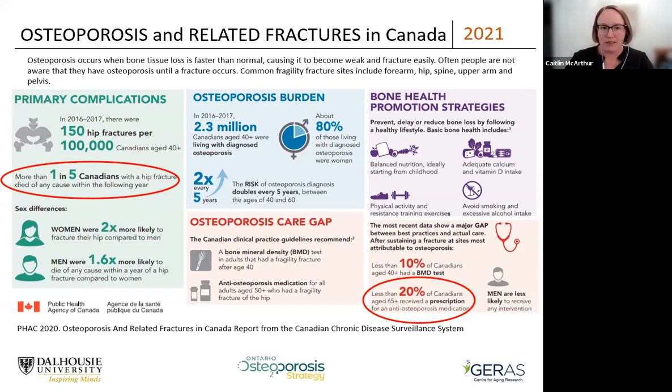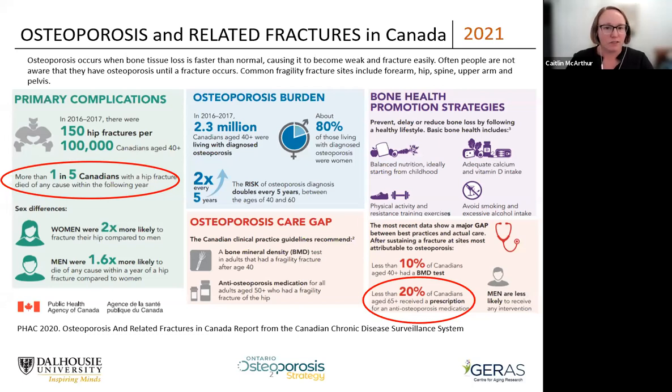The most common places to have fragility fractures or osteoporosis-related fractures, or sometimes we call them low trauma fractures, are the forearm or the wrist, the hip, the spine, the upper arm, and the pelvis. And today we're really going to be talking about hip fractures because that's really what hip protectors are meant to protect against. But we'll also talk a little bit about pelvic fractures as well because those are somewhat related.